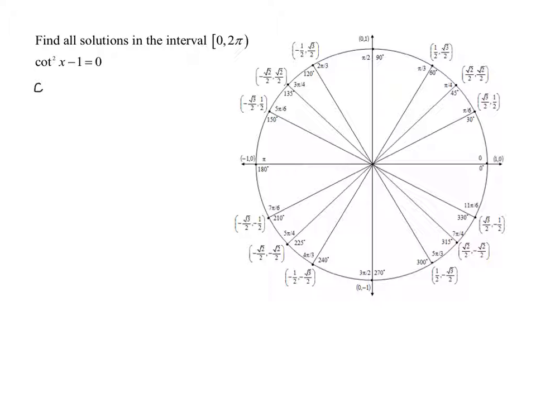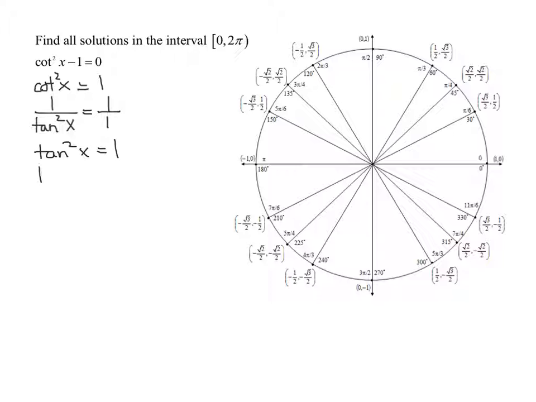So I'm going to add 1 to both sides. So I'm going to get the cotangent squared of x equals 1. And rather than using a reciprocal function, I think it'd be easier if I turned this into a tangent function, since the cotangent of x is 1 over the tangent of x. So I can write this as 1 over the tangent squared of x equals 1. And then I can just cross multiply, and I'm going to get the tangent squared of x equals 1.